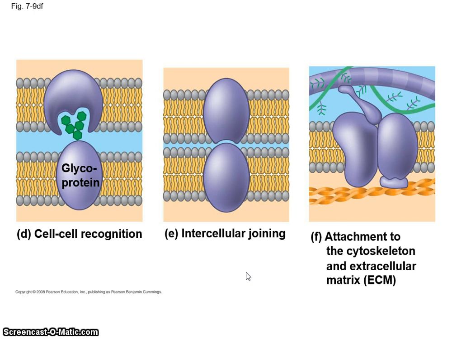Back in chapter 6, we talked about different types of intercellular junctions, things like desmosomes and plasmodesmata and things like that. Proteins are involved in the joining. So those gap junctions, those tight junctions where one cell is actually attached to a neighboring cell. That's what we're talking about with intercellular junctions. And lastly, proteins can also function in attachment to the cytoskeleton or the extracellular matrix.